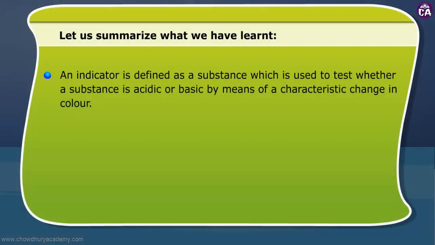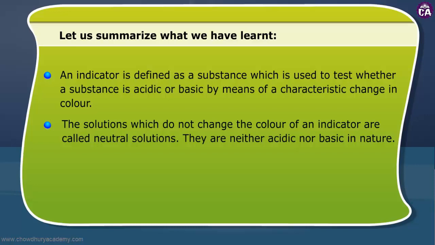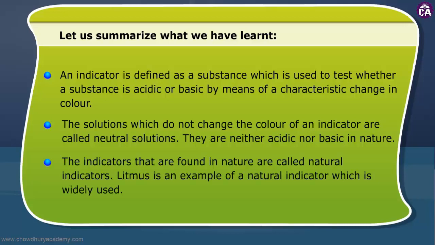An indicator is defined as a substance which is used to test whether a substance is acidic or basic by means of a characteristic change in color. The solutions which do not change the color of an indicator are called neutral solutions. They are neither acidic nor basic in nature. The indicators that are found in nature are called natural indicators.